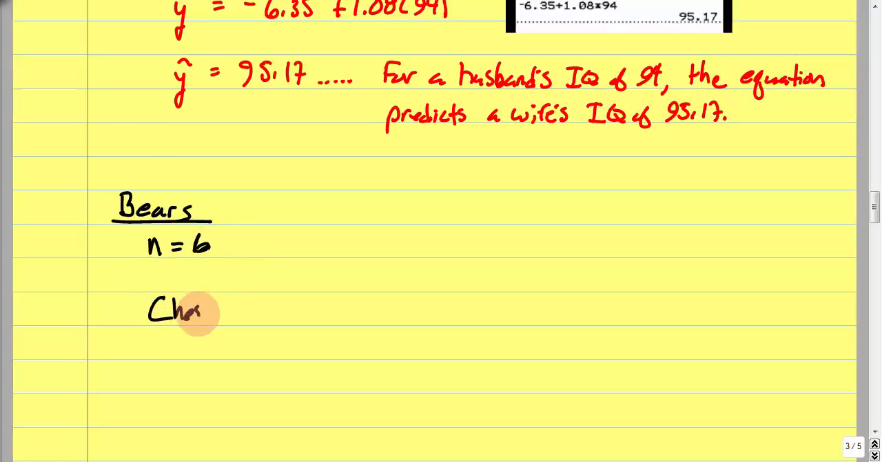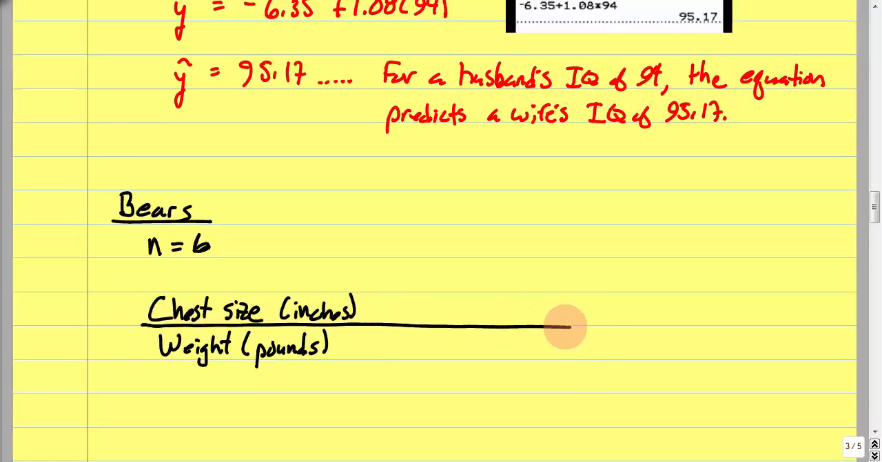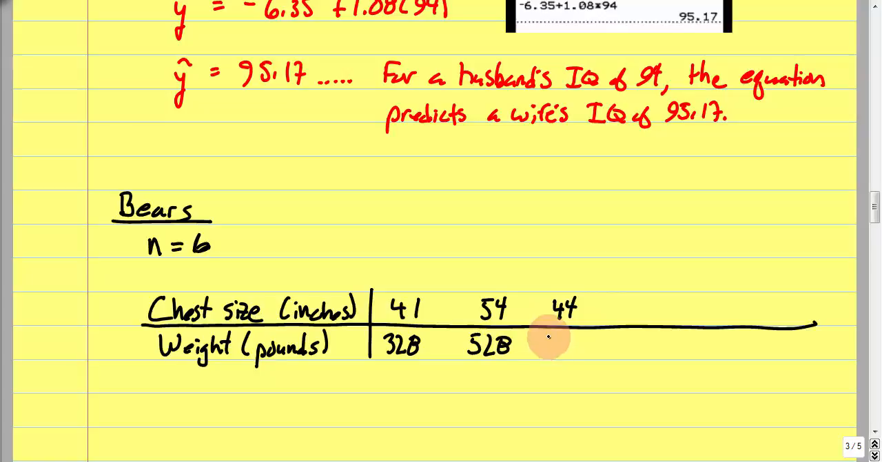We took their chest size, their chest circumference in inches, and then we also looked at their weight in pounds. And we're trying to see if we could correlate these things. If it's a high enough relationship, maybe I could predict their weight based on their chest size, and that would make it easier to do some measurements in the field. So for a bear who has a 41-inch chest, his weight was 328 pounds. And the second bear who had a 54-inch chest, his weight was 528 pounds. And of course we had 4 other bears that we checked on. So let's go ahead and write out the rest of this data.